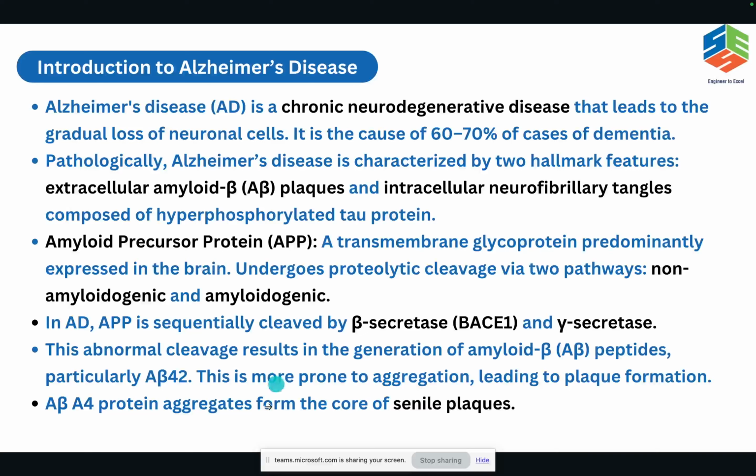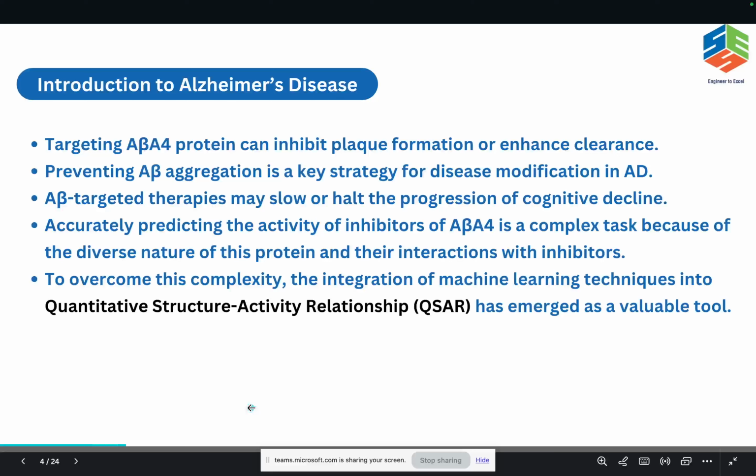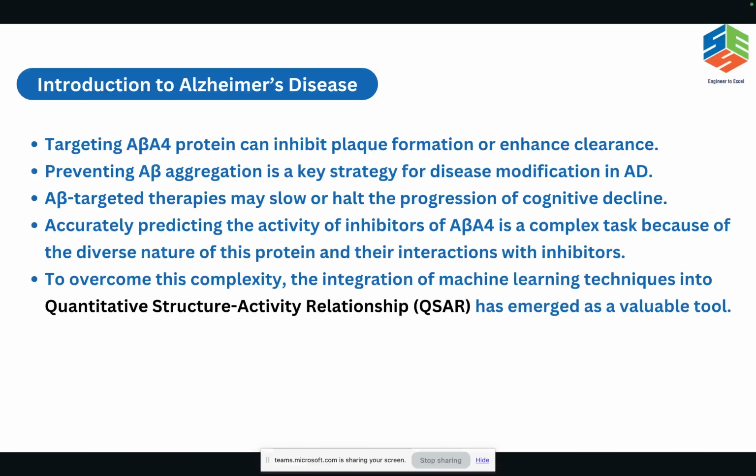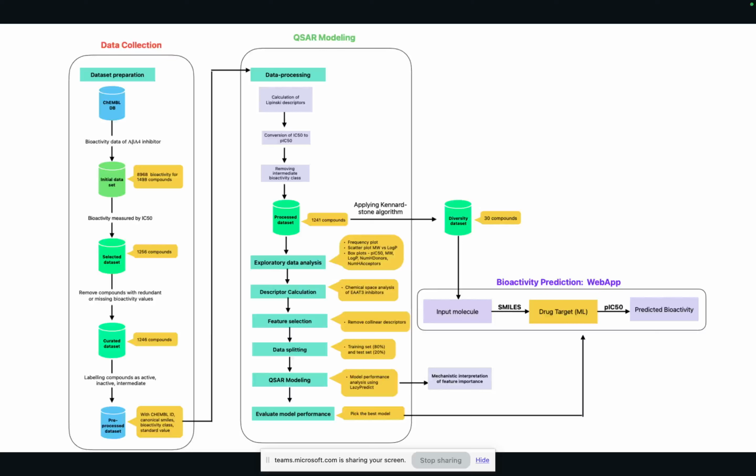What these amyloid beta peptides do is aggregate in the form of senile plaques. So if we target this amyloid beta A4 protein, then it could inhibit the plaque formation and enhance clearance. That is our main key strategy for disease modification in Alzheimer's disease. Currently, Alzheimer's targeted therapies are mainly focusing on this specific protein, and that's why we are targeting this protein right now.